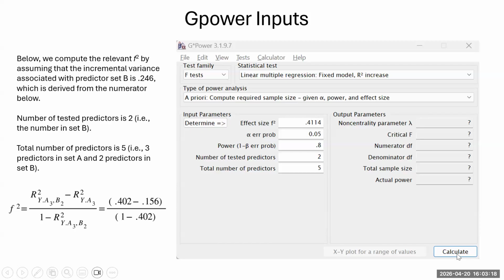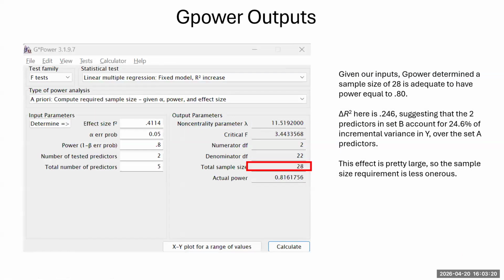If we click calculate, GPower will generate the outputs for us. And again, I'm going to draw your attention to the total sample size, which is 28 in this case. Now, because the R-squared change is 0.246, suggesting that 2 predictors account for 24.6% of incremental variance over predictor set A, the effect is pretty large, so the sample size requirement is less formidable in this case.